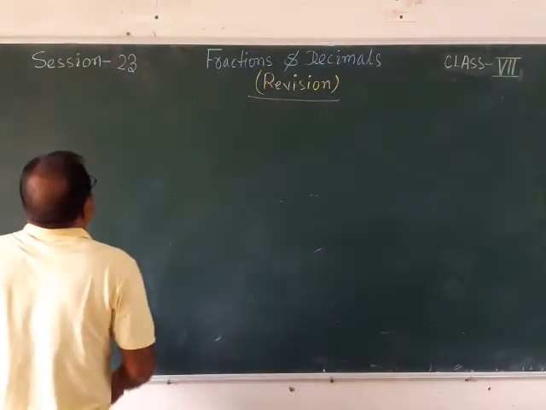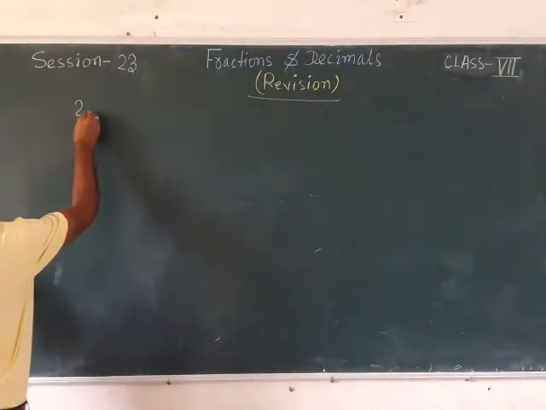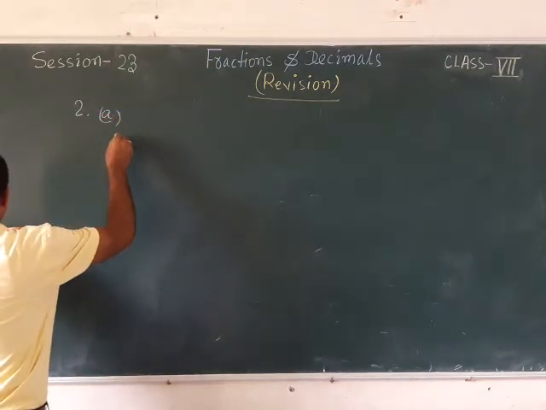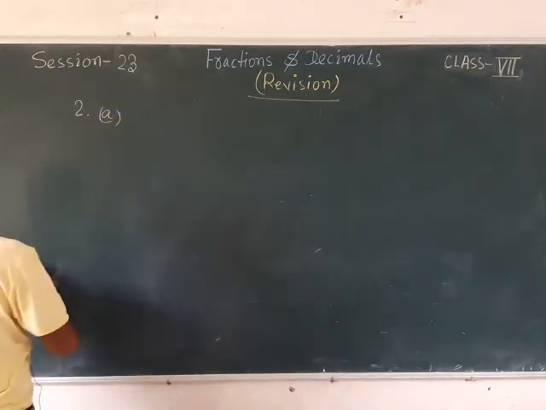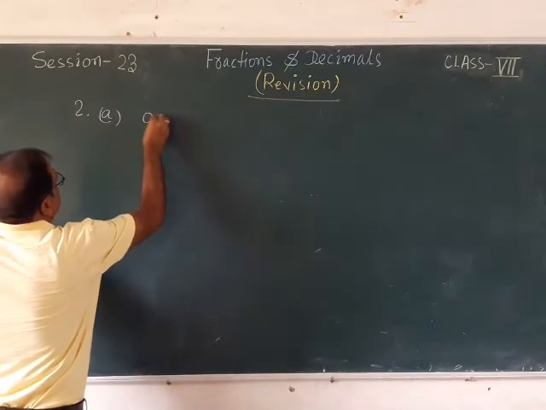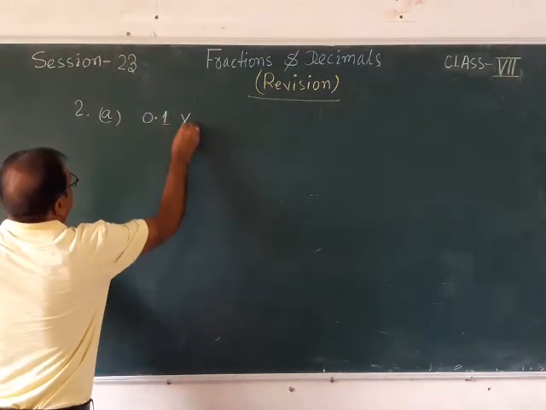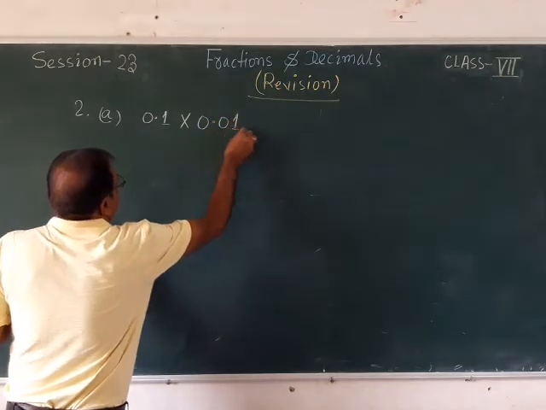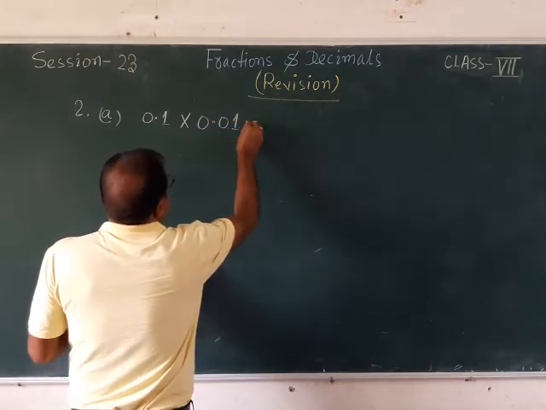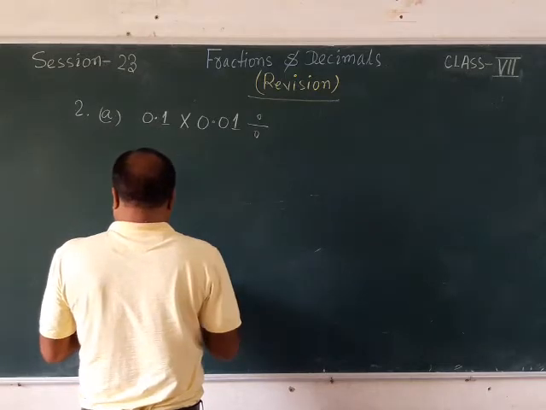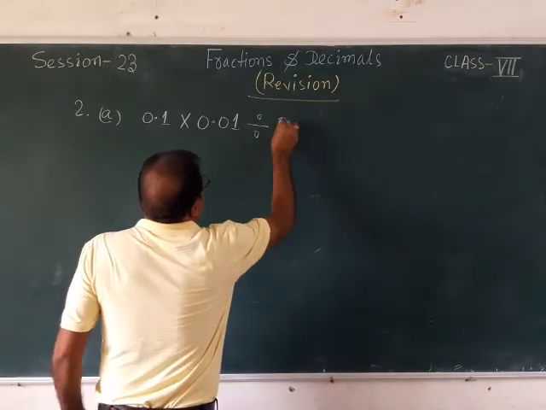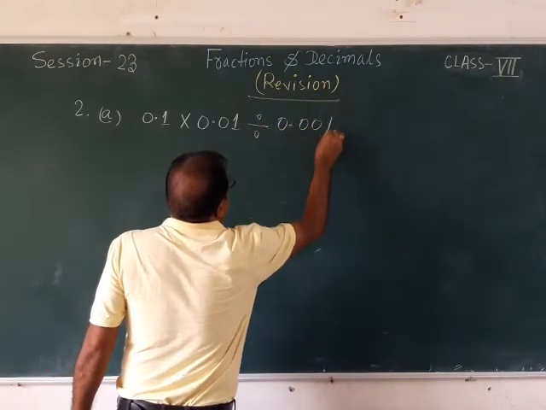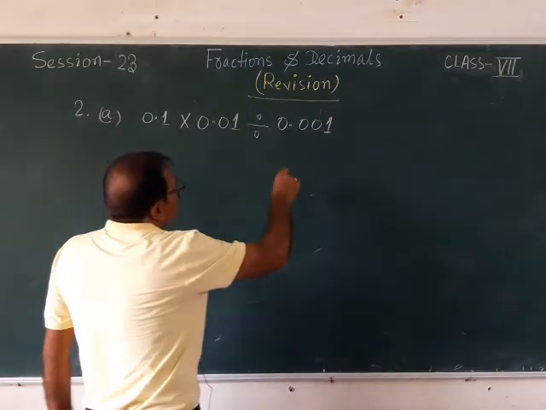So here this is question number 2A. The question is like this. It is written there 0.1 multiplied by 0.01, then there is a division sign and it is written like this 0.001, and you need to simplify.